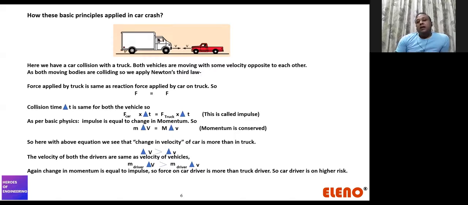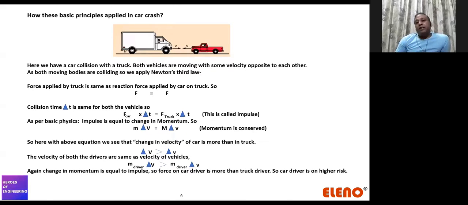Here you can see how these basic principles are applied in a car crash. I am taking a very common crash scenario, where a truck and a car are moving in opposite directions and collide. Definitely the mass of the truck is more than the mass of the car. As I told you, before touching NCAP we must understand what is actually happening in the car crash, what our goal is, and what we want to achieve through NCAP or any rules and regulations.